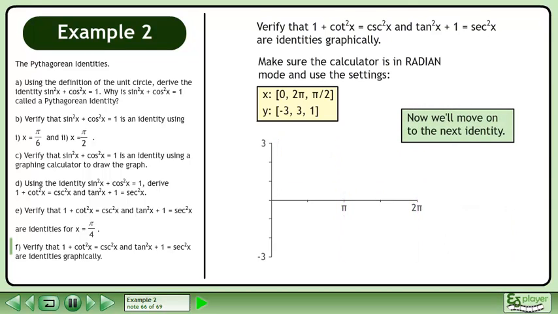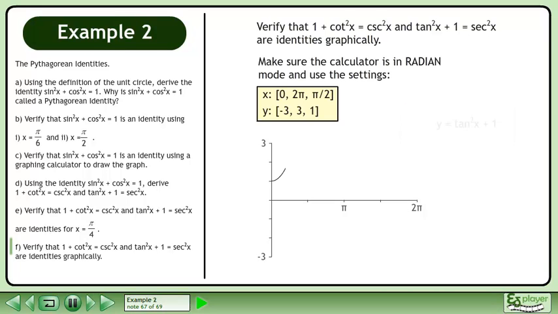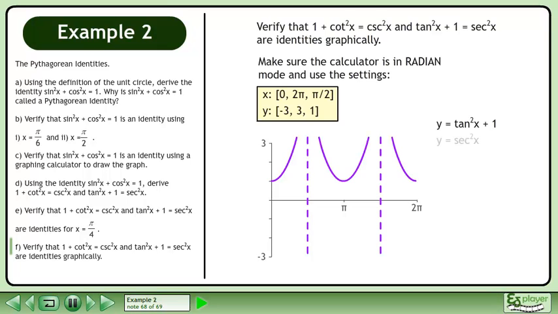Now we'll move on to the next identity. Draw the graph of y equals tan squared x plus 1. Now draw the graph of y equals secant squared x. The graphs are identical, so tan squared x plus 1 equals secant squared x is an identity.